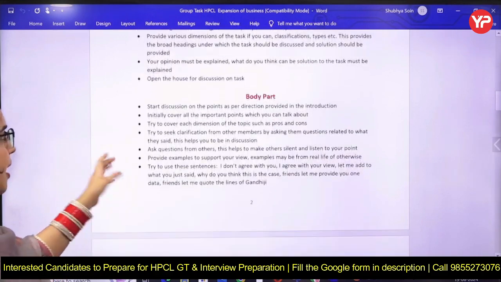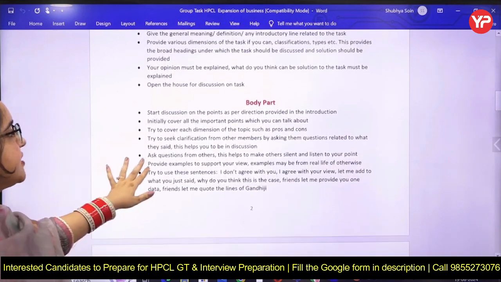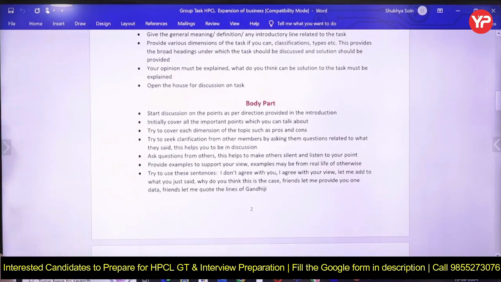Body part, same way, start a discussion on the points as per the direction of the introduction. Try to make linkages. Initially, try to cover all the important points you can talk about. You need to discuss cons and pros, seek clarification by asking questions, and ask questions of others. This helps to make others silent and listen to your point also.